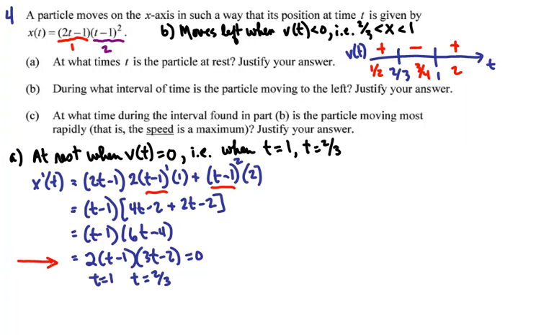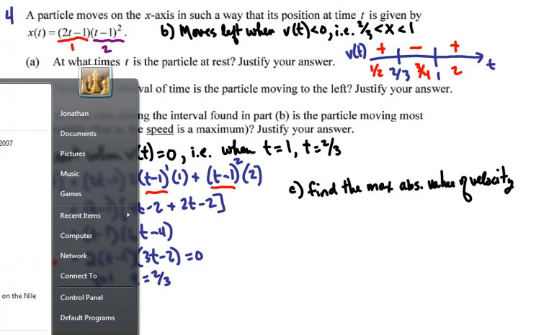We want to find out what time in the interval between 2/3 and 1 the particle is moving most rapidly. So what we really need is the derivative of velocity to find out where it's changing at its greatest rate. So we say we want to find the maximum absolute value of velocity. We don't have a closed interval here. Well, we do have a closed interval between 2/3 and 1. We know that the derivative is 0 at those endpoints. We know that velocity is 0 at those endpoints.